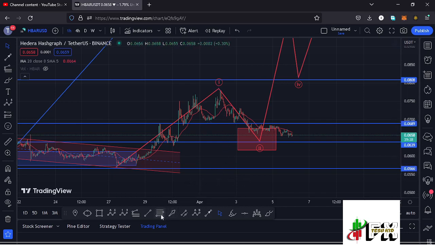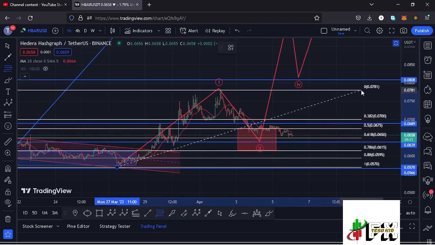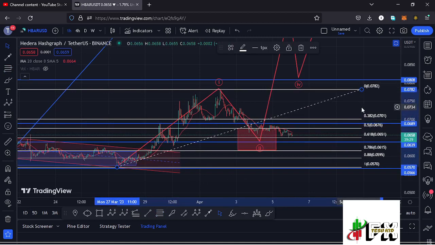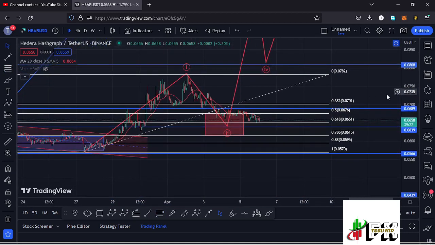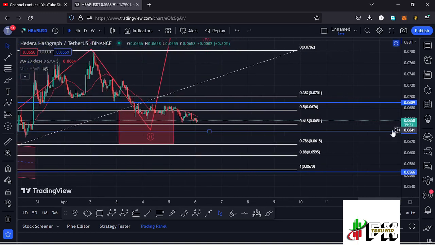And using the Fibonacci's, connecting them from the low of the first wave to the high of that wave 1, that gave me a minimum retracement area in the formation of that wave 2 between the fib level 0.5 and the fib level 0.78, which is a target area that lies between the $0.0676 mark and the $0.0615 mark.